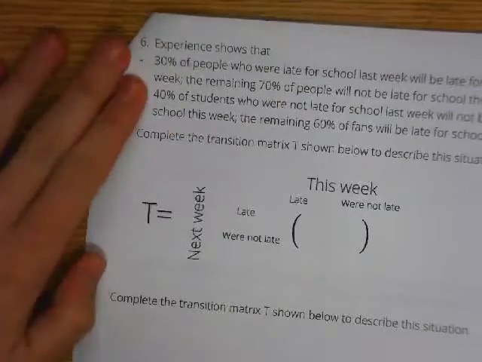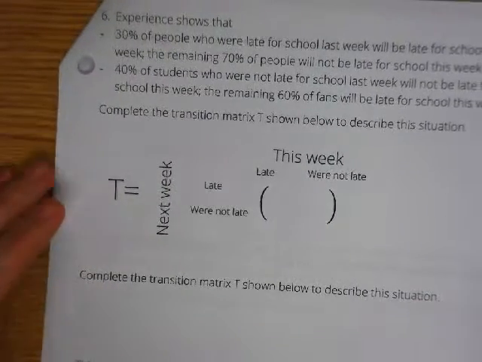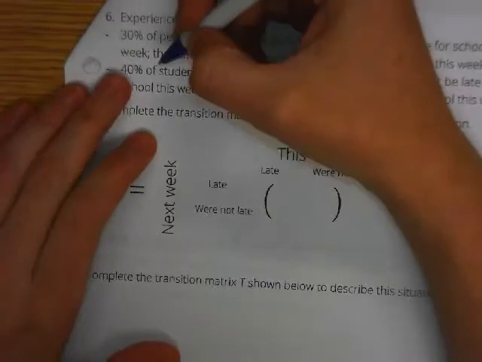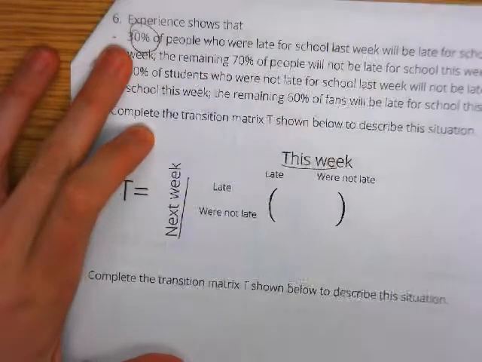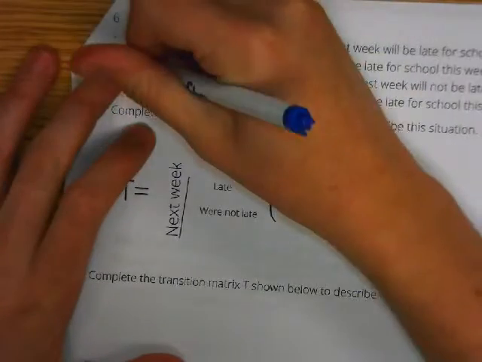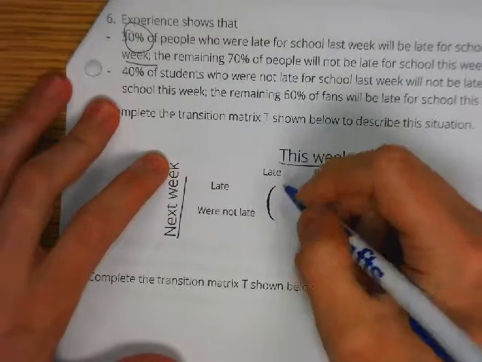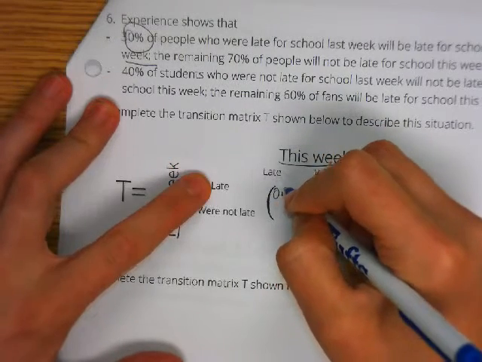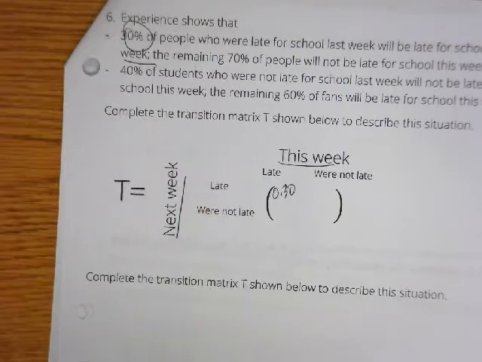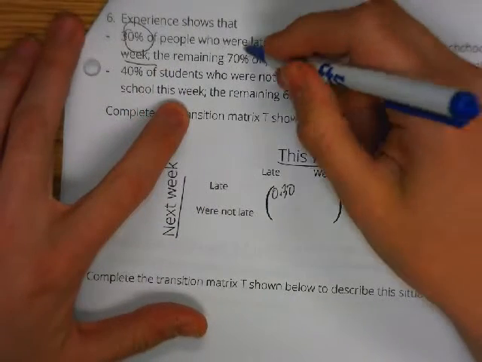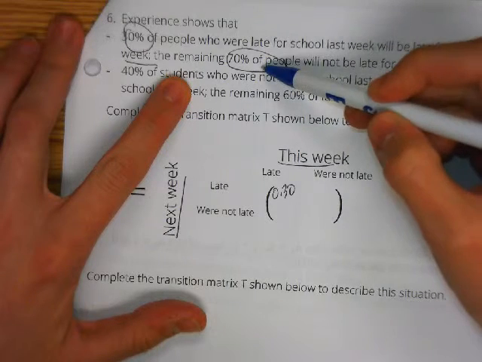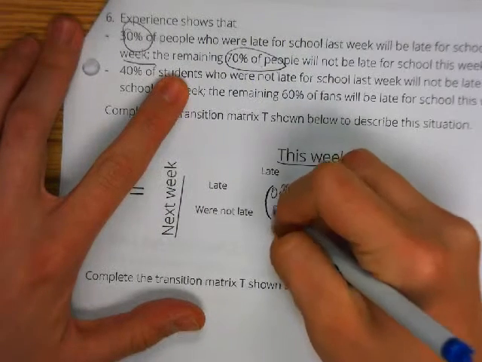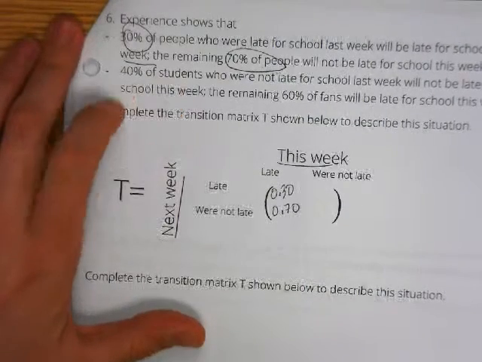Let's go ahead and look at number 6, which is a transition matrix. Okay, so we know this is for this week and this is for next week. 30% who were late for school last week will be late this week. So if we're in this week and they're late, that means next week they're going to be late too. 70% of people will not be late for school. The remaining 70%. So these are people who were late this week and won't be late the following week. So that's where that 70 goes.